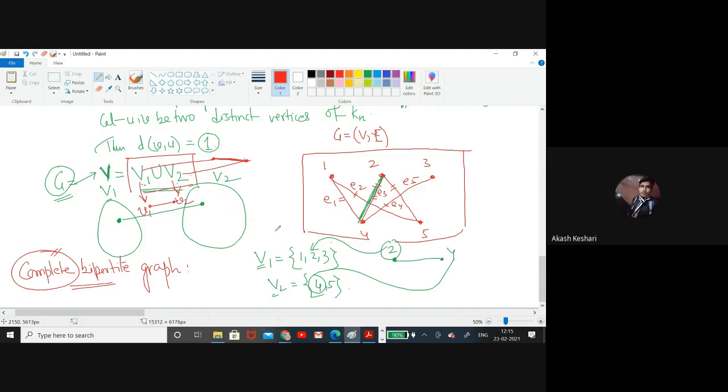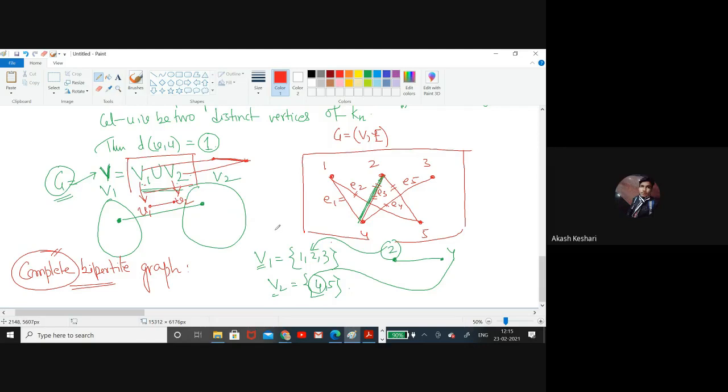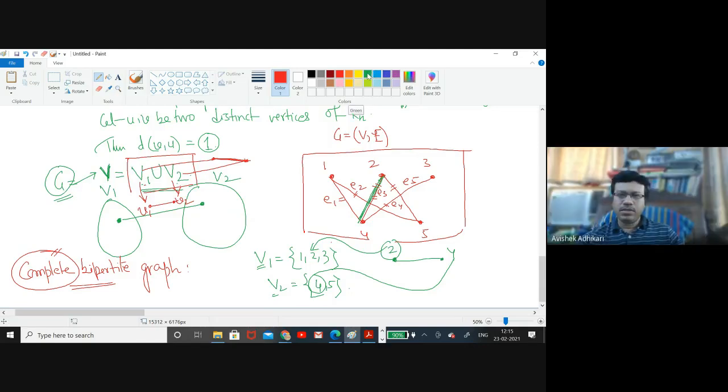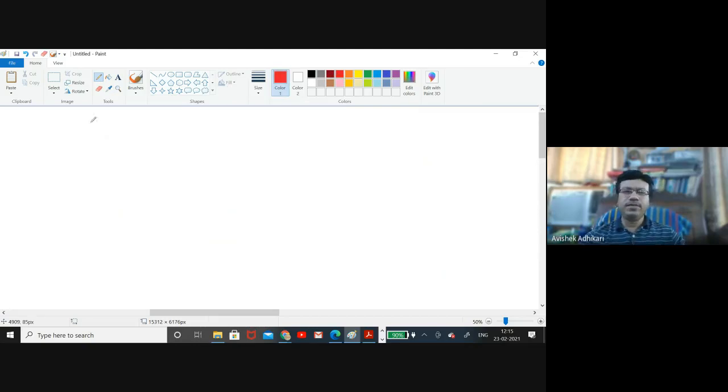Anybody? No, sir, it is not. Why not? Sir, because there is no edge between 3 and 5. Exactly. So there is no edge between 3 and 5. If you take 3 from V1 and 5 from V2, you cannot have an edge between these two. That's why this is not a complete bipartite graph. But certainly you can have a complete bipartite graph if I have 3 vertices here and 3 vertices here, then the complete bipartite graph should look like this.